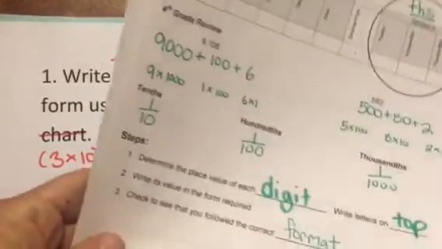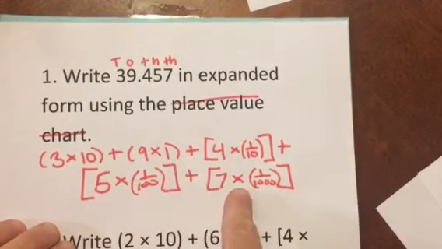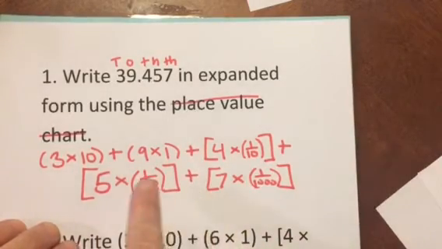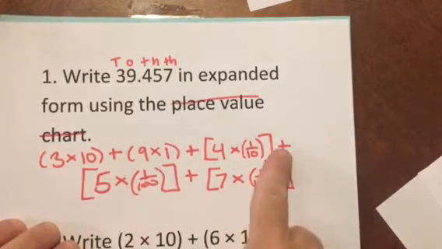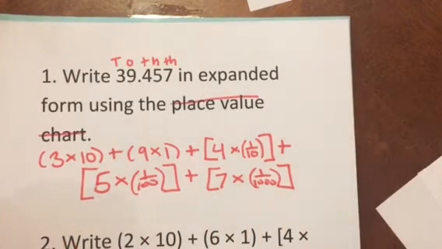Okay, and my last step was just check to see if I followed the correct format. Okay, do I have my times symbols inside? Do I have my plus symbols outside? Did I use my parentheses? Did I use my brackets on my decimals? It's going to be a lot to remember, but you'll kind of get in the habit of this, and it'll be a little bit easier.